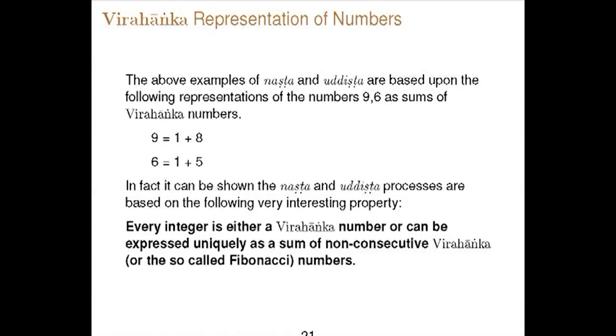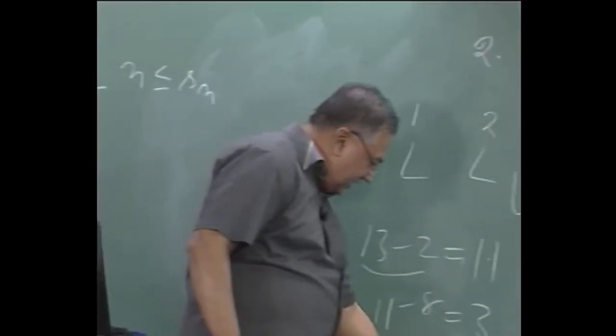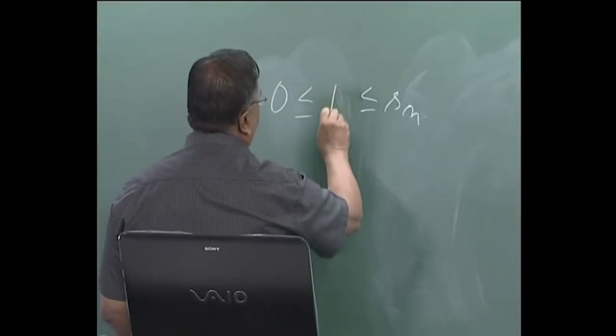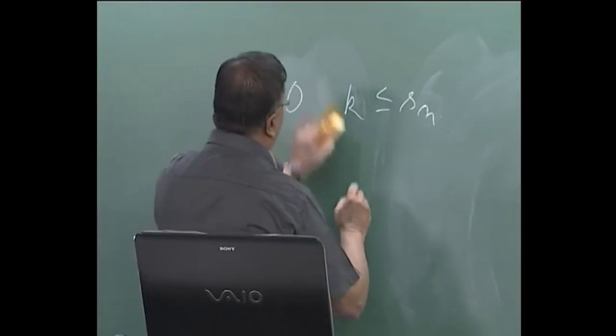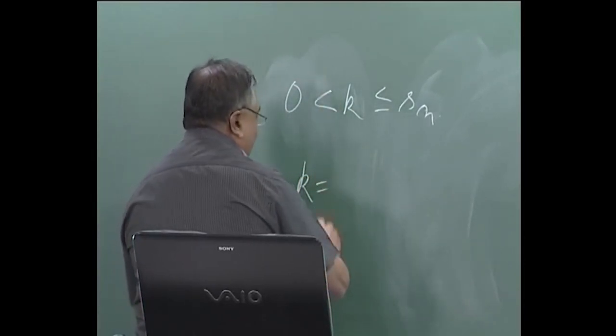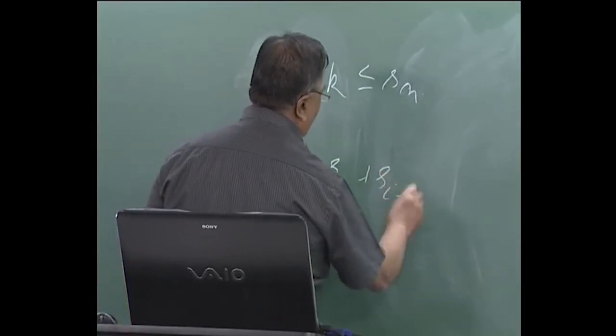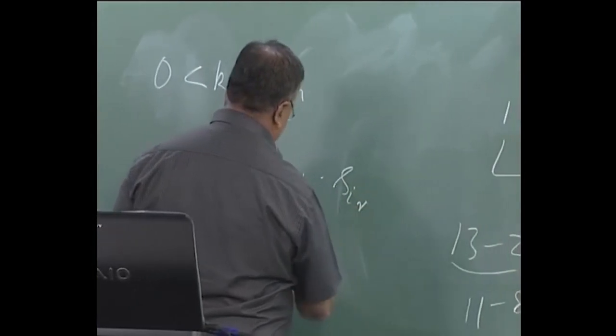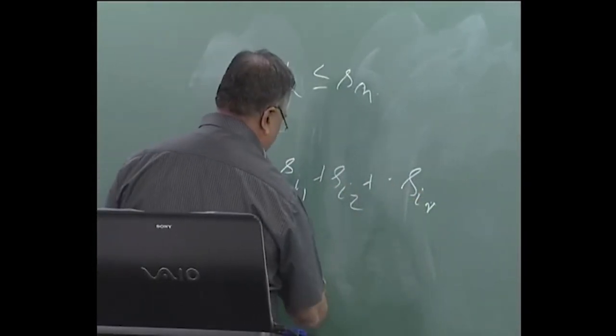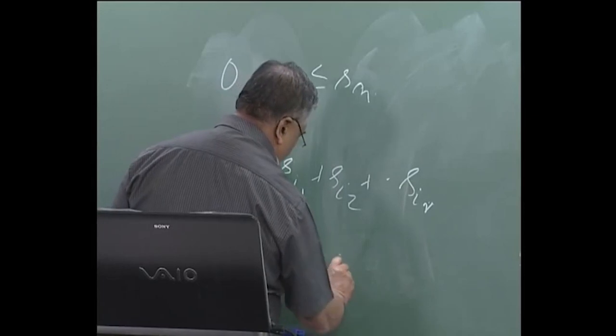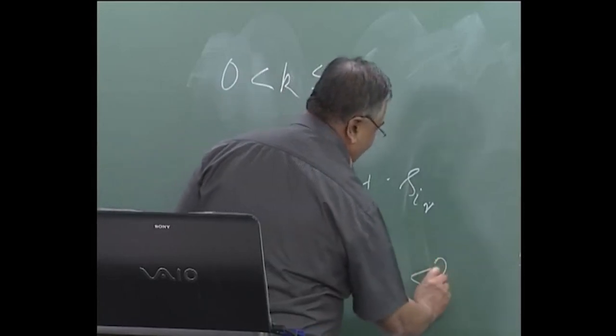And that is what I am going to say here. For any integer k, 0 less than or equal to k less than or equal to Sn, each number k is equal to S_i1 plus S_i2 plus etc. plus S_ir, where i1, i2, ..., ir are all less than n.